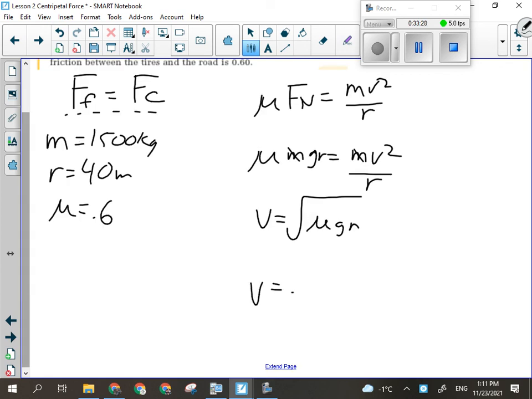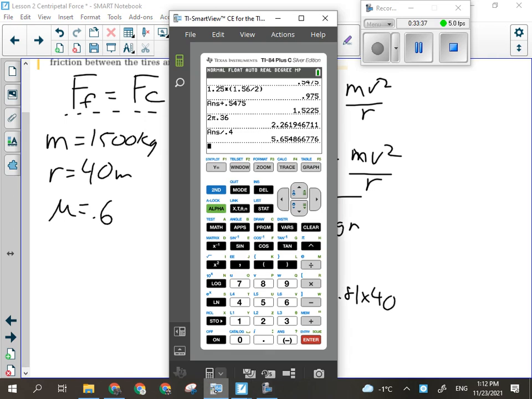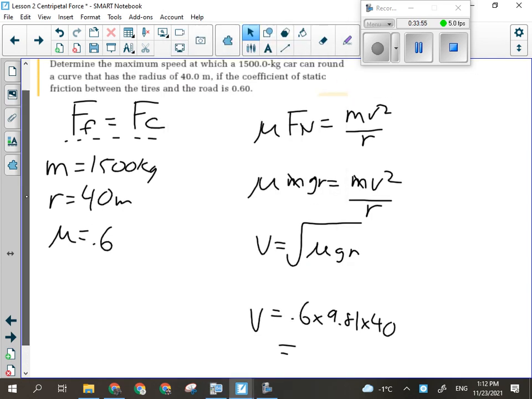That will be 0.6 times 9.81 meters per second squared times 40 meters. Square root of 0.6 times 9.81 times 40. So the maximum speed that corner can be negotiated at is 15.3 meters per second. Actually, I think there's only 2 significant digits, so it would just be 15.